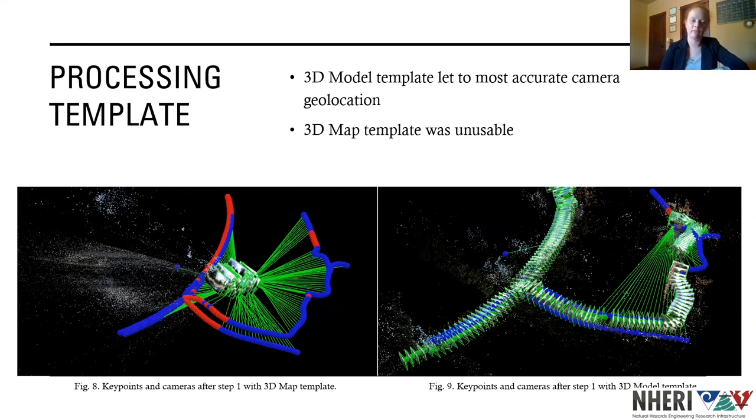All of those little rectangular pictures you can see in the middle with all of the green rays pointing out, that is not even close to what we want. That's not going to produce a viable model. So if you're trying to make a 3D map with panoramic photos, it is likely not going to work. However, using the 3D model template, if you look at my screenshot on the right-hand side of the slide, you can see where each individual photo was taken along the route that was being driven, and almost every photo was calibrated correctly.